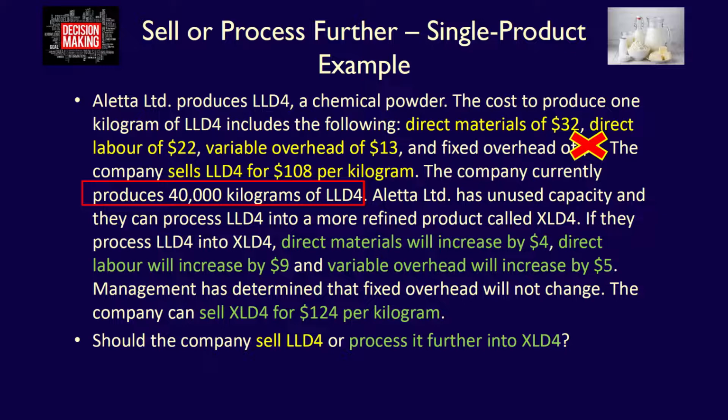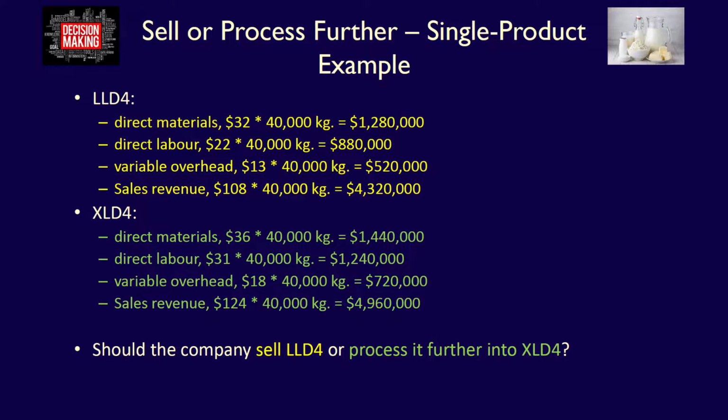However, let's just explore. Would the company's decision have changed if the analysis had been performed using total revenues and total costs? If we took each of the per kilogram revenues and costs and we multiplied them by 40,000 kilograms, we would find that LLD4 has total direct materials of 1,280,000, total direct labor of 880,000, total variable overhead of 520,000, and total sales revenue of 4,320,000.